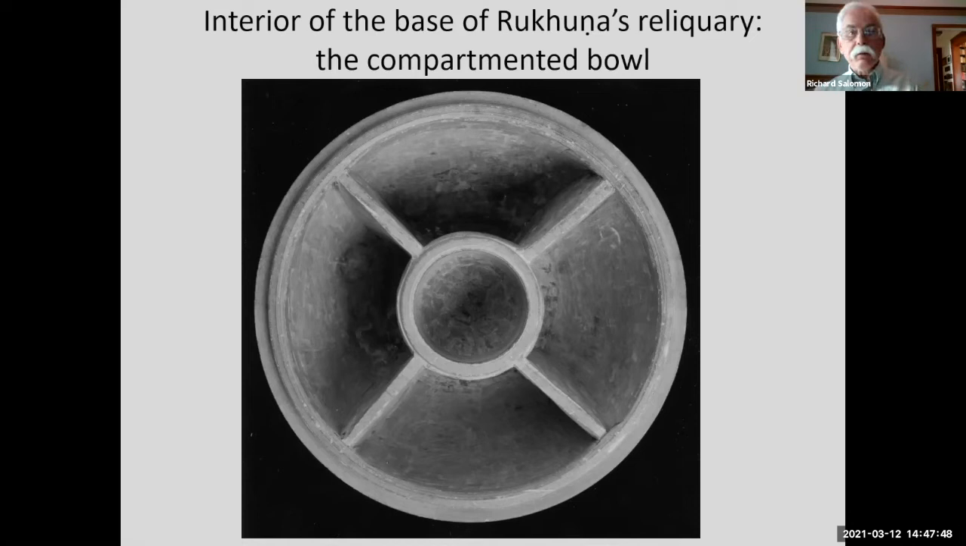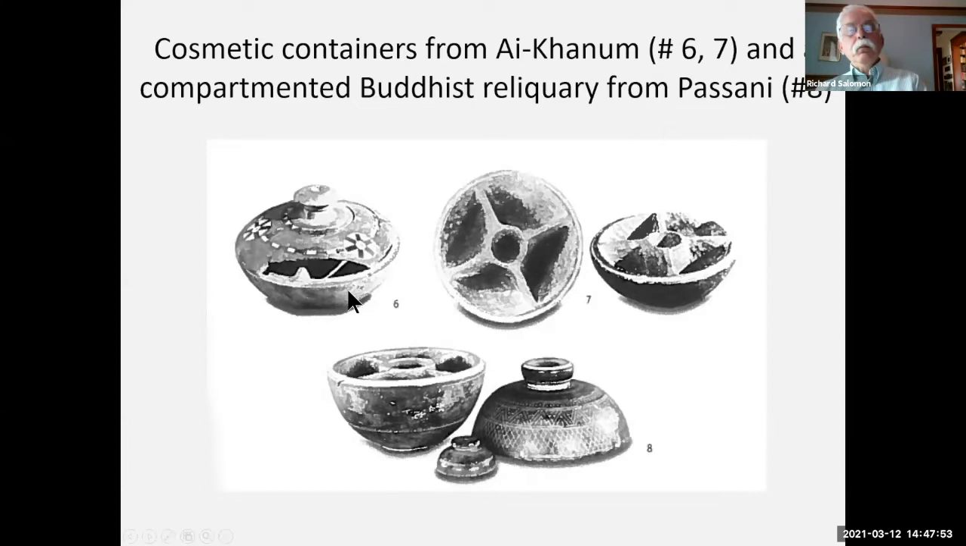And here, numbers 6 and 7 are objects that were found from Ihanum. Ihanum was, as some of you will know, the famous Indo-Greek city in northern Afghanistan. And in a non-Buddhist world, these objects very similar to what we know from a somewhat later period as Gandharan reliquaries were found at Ihanum. So this, number 8, is the reliquary from Pasani. This is the one I circled when I showed you a page of reliquary types before.